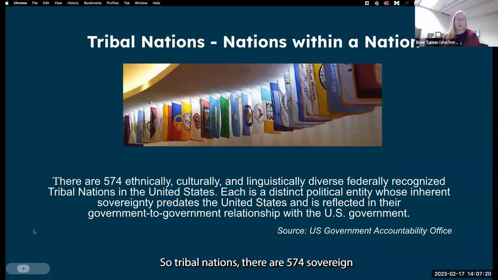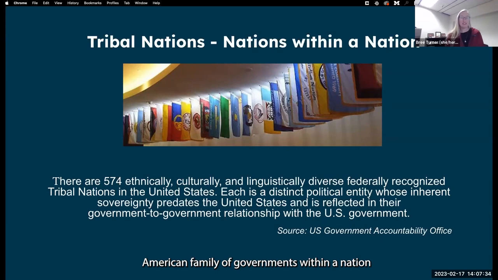So tribal nations, there are 574 sovereign tribal nations within the U.S. that have formal nation-to-nation relationships with the U.S. government. Tribal nations are part of the unique American family of governments within a nation, as well as sovereign nations in the global community of nations. And Native people and governments have inherent rights and political relationships that do not derive from race or ethnicity. And I think this last point is a stumbling block that I have seen in some of the diversity, equity, and inclusion space within the coastal management, estuarine management sphere. So please keep that in mind.